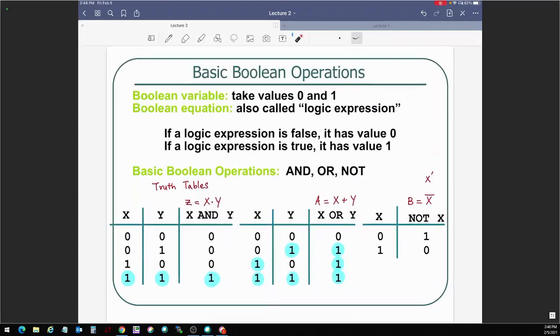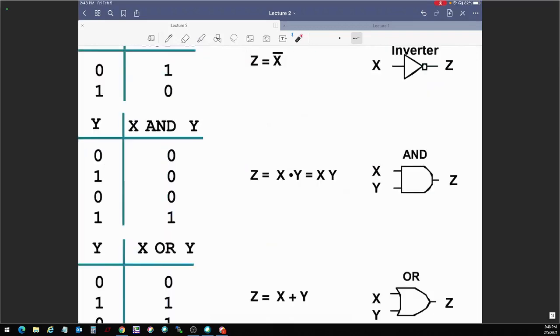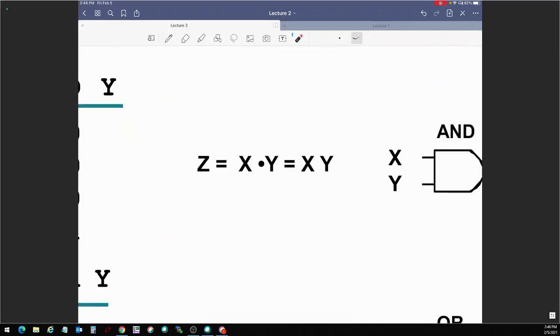Three truth tables for three basic logic functions. Next, apart from the truth tables that you see on the left column, we also have in the middle the Boolean equations or logic expressions or logic equations. Again, these three things are kind of the same thing. Z, which is the output, equals X complement. Next, Z equals X AND Y, or, if you're trying to write it in a very compact manner, provided there is no confusion, then you can write it this way, just XY. No need to write the dot in the middle.